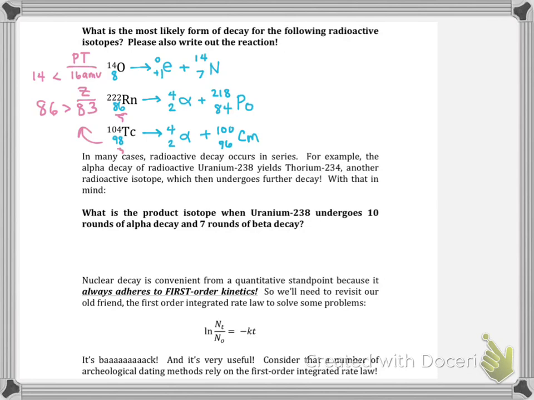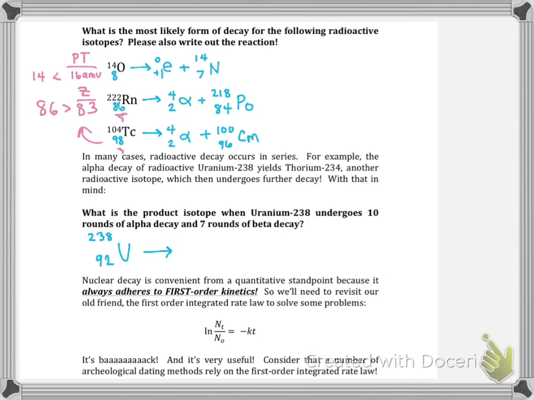Okay, so for predicting, what I like to do is look at the atomic number and see if it's greater than 83. If it is greater, alpha decay. And if it's not greater, then we have to use the mass number. And I see, how does my mass compare to what's on the periodic table? If it's smaller, then it's going to undergo positron emission. If it's greater, it's going to undergo beta decay.